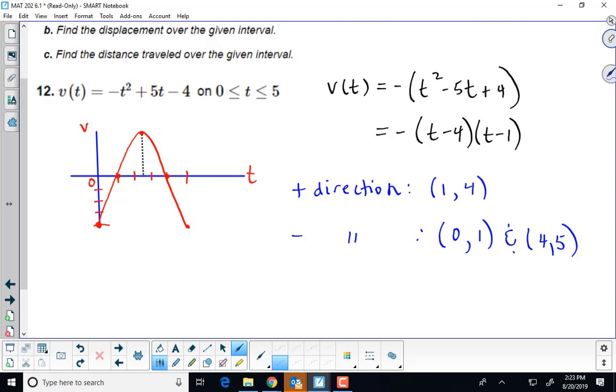The nomenclature, the plus direction that we would write? Yes, on the test it would say, what are the open intervals that the motion is in the positive direction. We just say, oh, plus direction, 1 to 4, and negative direction, and so on.